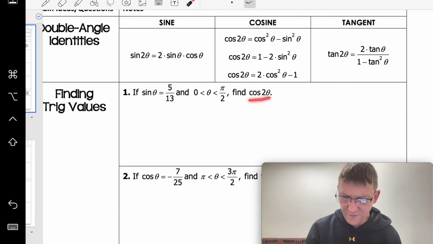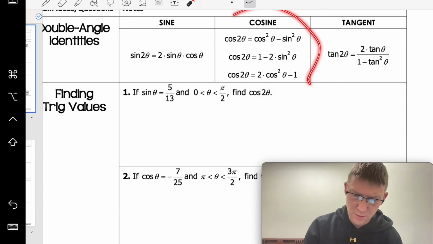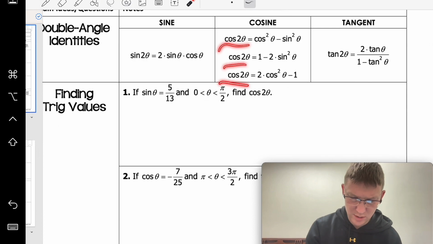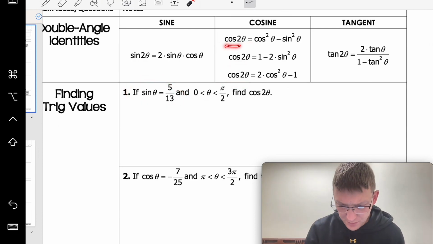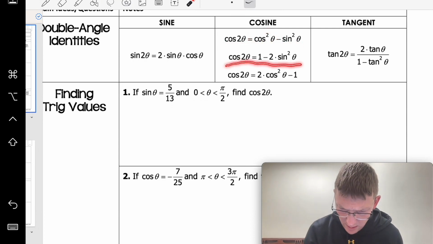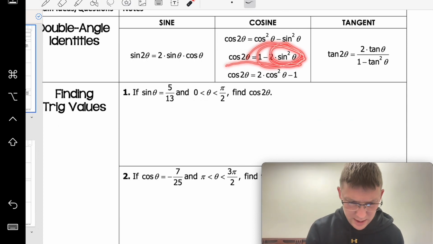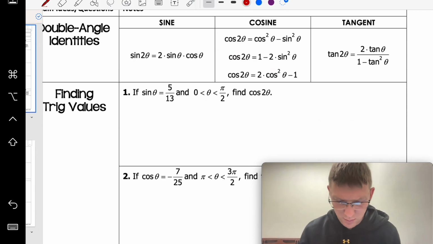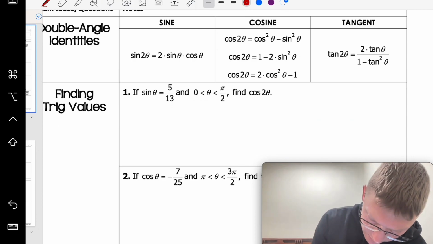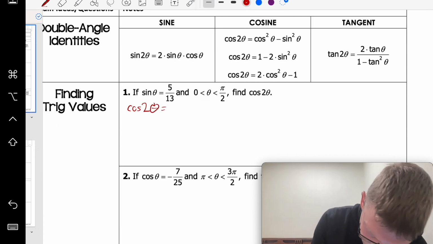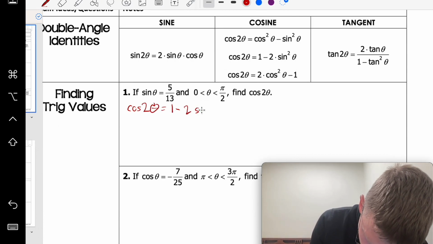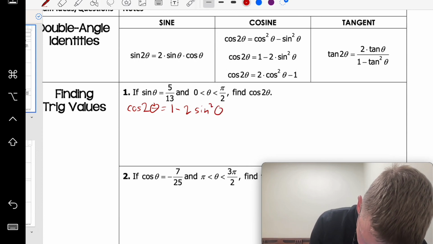So we need to find cosine of 2 theta. I'm looking in this box because I just see a bunch of cosine of 2 thetas. We are given a sine of theta. This one's got a cosine, so probably not that one. Cosine of 2 theta. Okay, this one has a sine squared. Well, we can just square our sine, so let's make that one work. So I'm going to write that down, and then we'll zoom in. Cosine of 2 theta equals 1 minus 2 sine squared of theta.